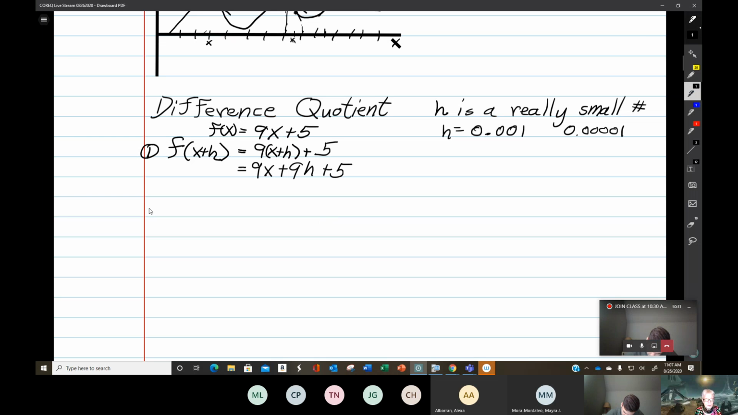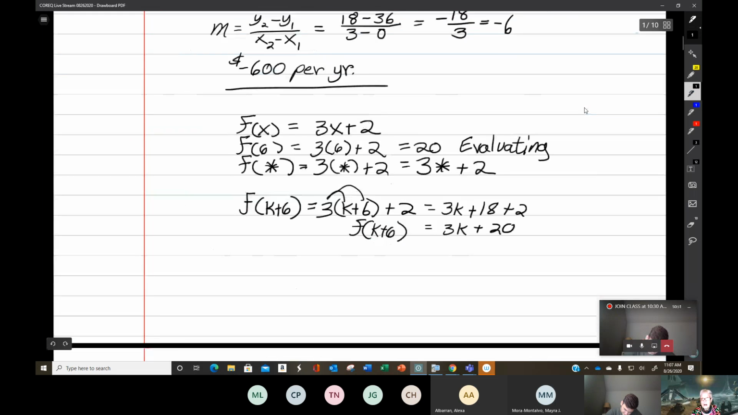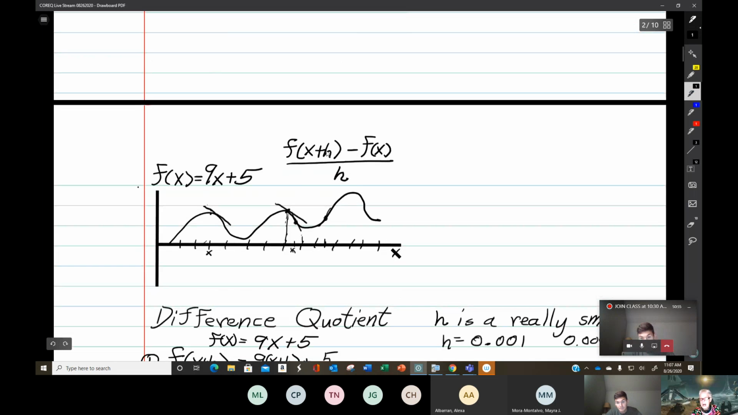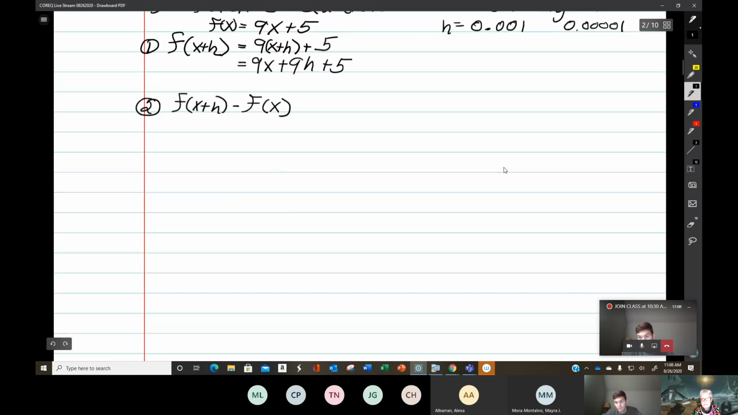Now, step 2. We have to find f of x plus h minus f of x, because that's the top of the difference quotient right there. I have to find what that is. So I know what f of x plus h is now, it's that. So I'm going to write that 9x plus 9h plus 5. And then I'm going to subtract. And then you must put what f of x is in parentheses, or terrible things will happen, and I'll tell you what.